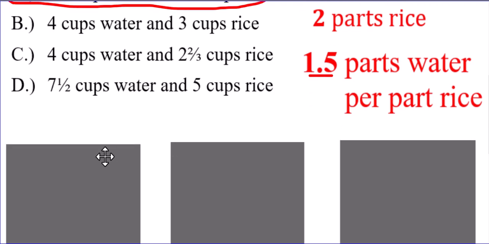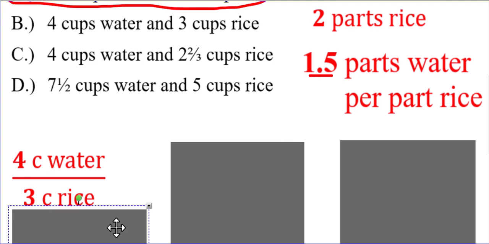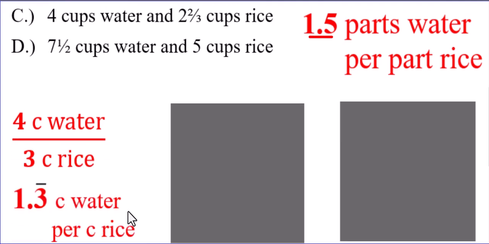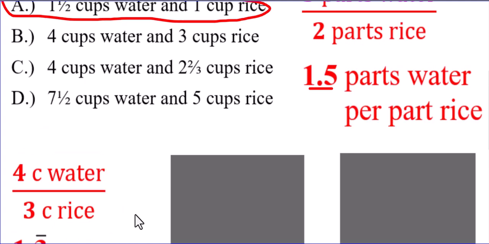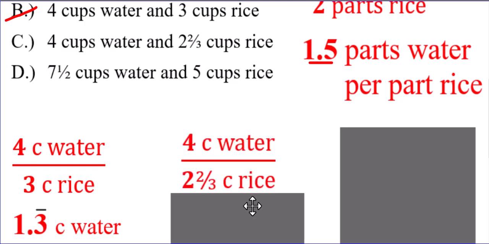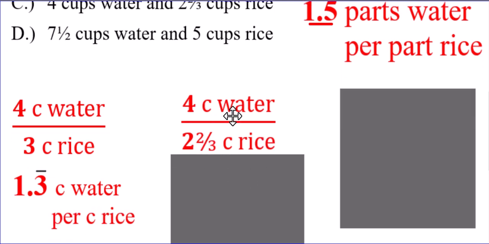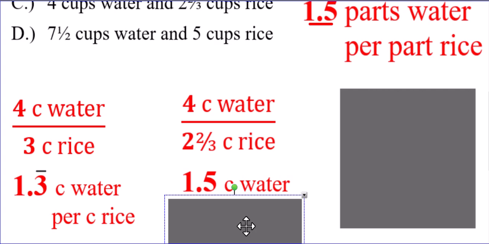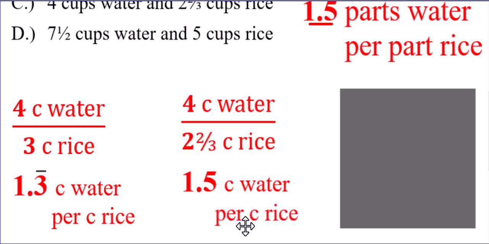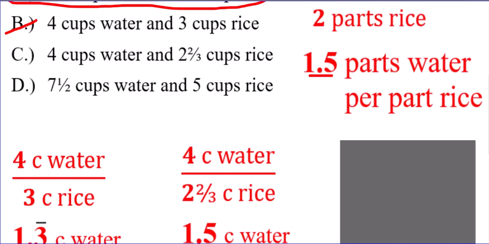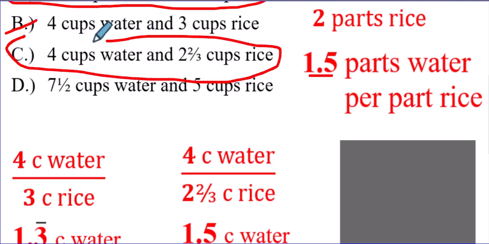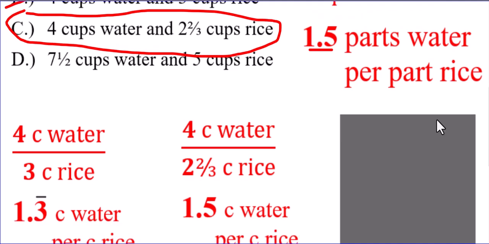How about choice B? 4 cups water divided by 3 cups rice. What does that give me? Calculator time. Oh, 1.3 repeating cups water per cup rice. That is not the same as 1.5. So goodbye choice B. What about 4 cups water for 2 2/3 cup rice? We'll have to use our fraction mixed number key here for the 2 2/3. Take 4 divided by 2 2/3. And oh, look at this. I bet you probably got 1.5 in your calculator. So there you go. Choice C is also in this ratio of 1.5 parts water per every part rice.